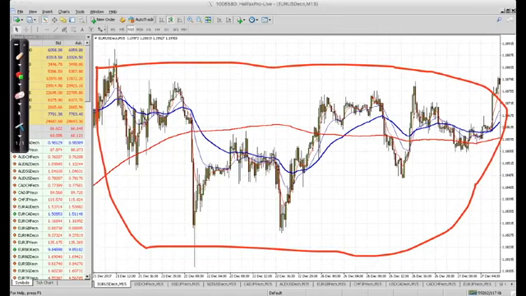The price is pretty much in a consolidation phase, moving sideways. But when the moving averages are sloping up in a very nice sequence, like a rainbow, right? 18, 50, 200 is an uptrend. Sloping down, 18, 50, 200 is a downtrend.